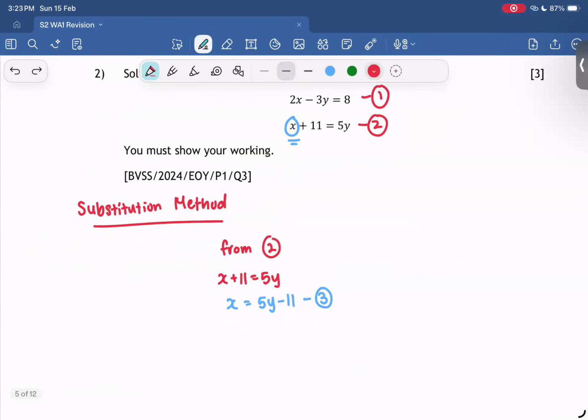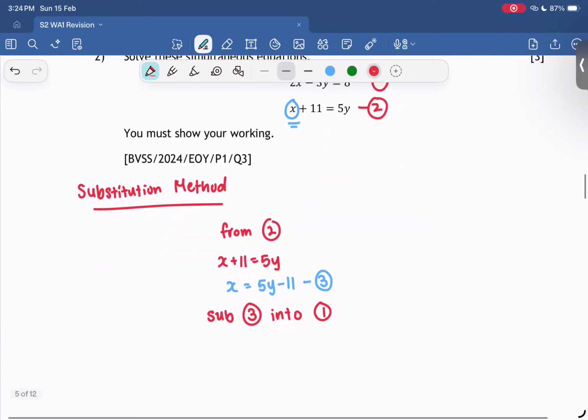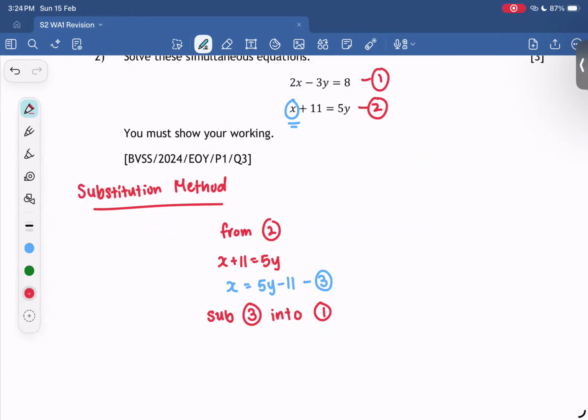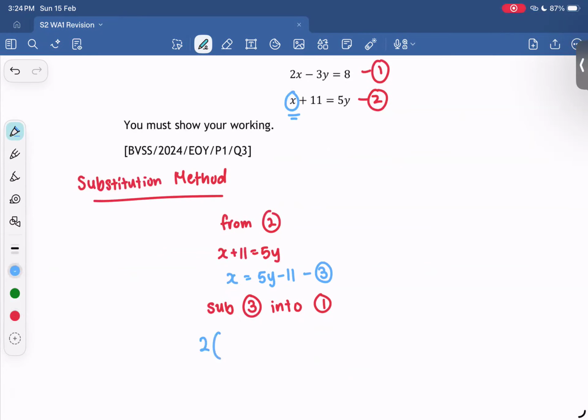All right, so I'll write down here sub 3 into equation number 1. Now that I want to substitute it into equation number 1, how is it going to look like? Let's write it down here. So 2 bracket 5y minus 11, minus 3y equals to 8. All right, easy peasy, just a normal substitution.